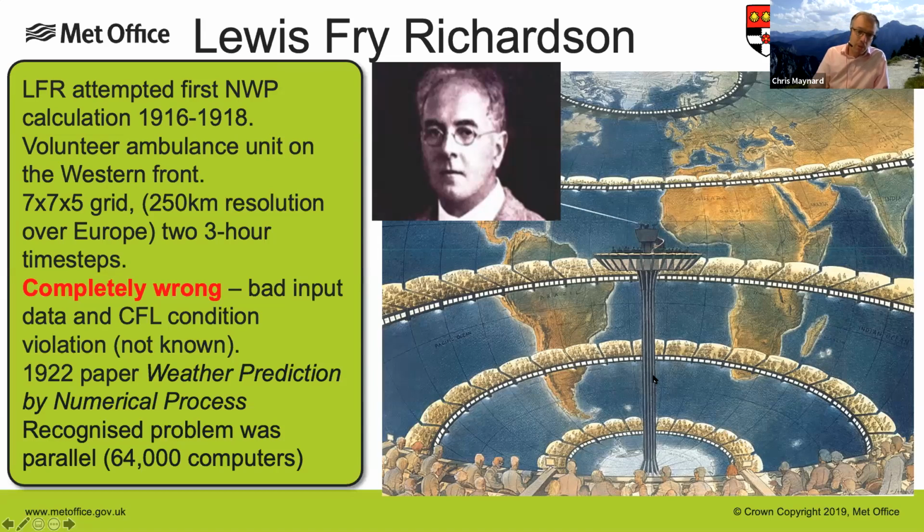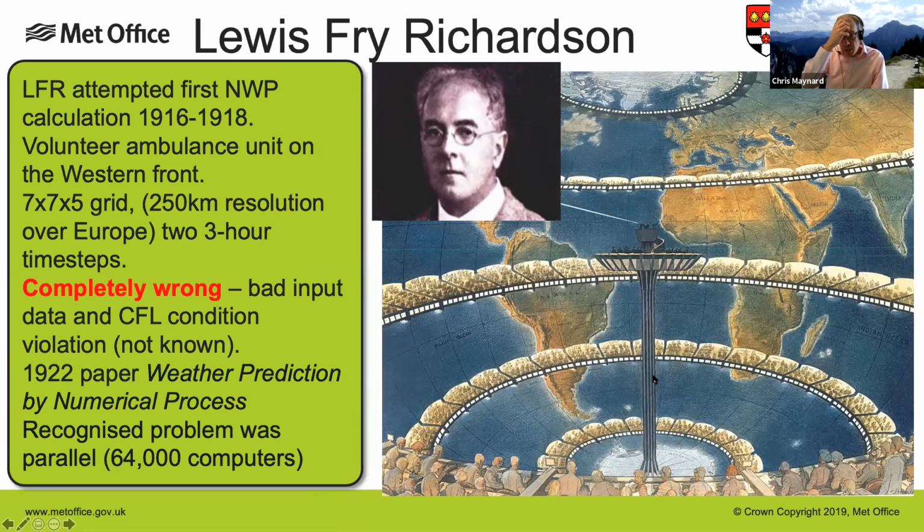First of all, the input data, which he took from weather reports from newspapers, was wrong. So his starting point was wrong. And the second thing, he didn't know about some maths. He didn't know about the CFL condition to do with the size of the grid spacing and the time step. So in fact, his time step would have to be much shorter. So we'd have to do many more time steps and do more calculations. But that wasn't known at the time.